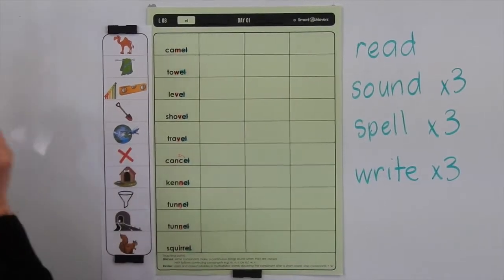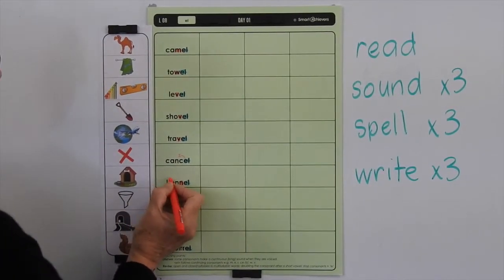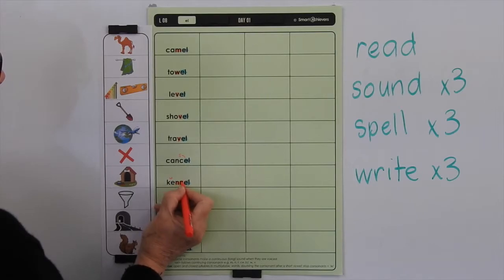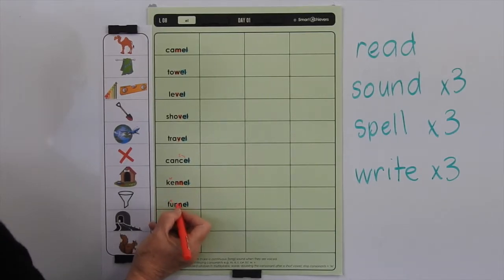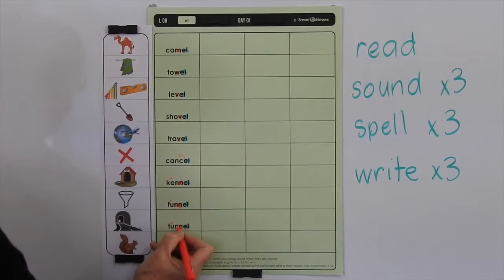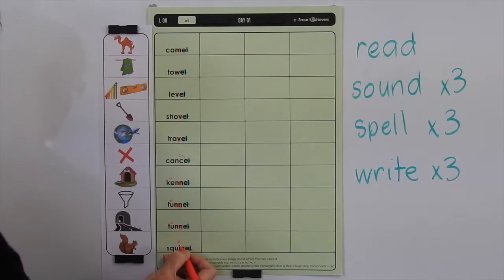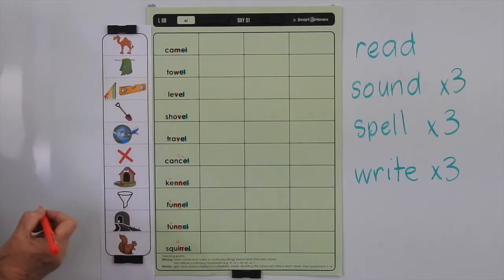Now the other thing we've got happening down here is we've got a short vowel sound, so we're doubling that consonant after that short vowel sound. So you've got 2 N's, and in squirrel, we need 2 R's to keep the vowel short.